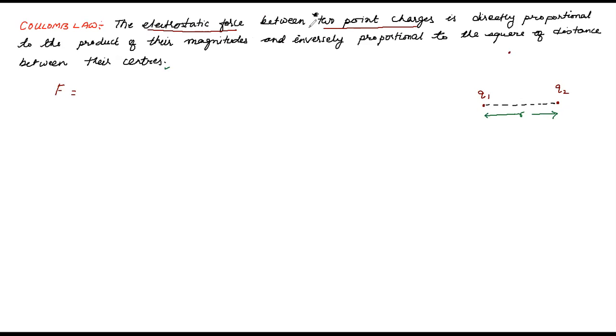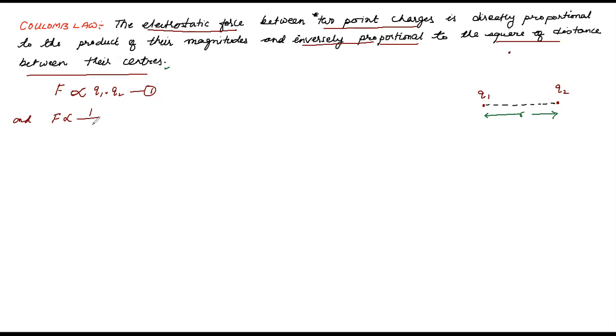The electrostatic force between two point charges is directly proportional to the product of their magnitudes. Product means multiplication, so I'm writing the product of these two point charges. And the second one says that the electrostatic force is inversely proportional to the square of the distance between their centers. This is the distance between their centers, which is r.